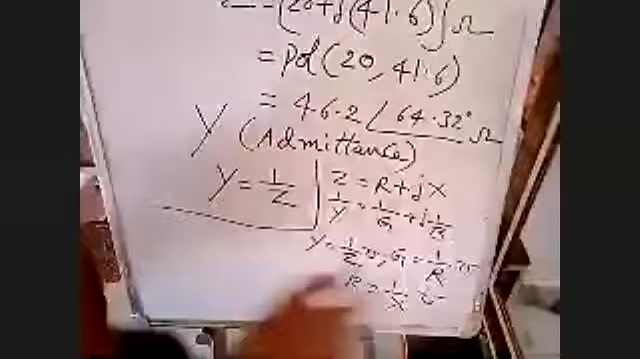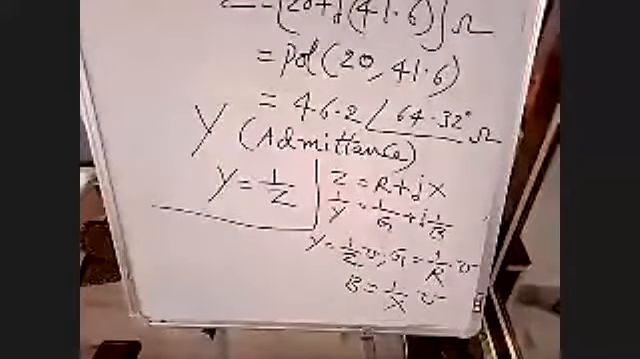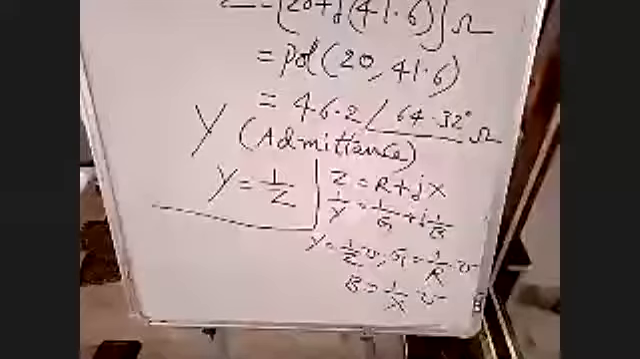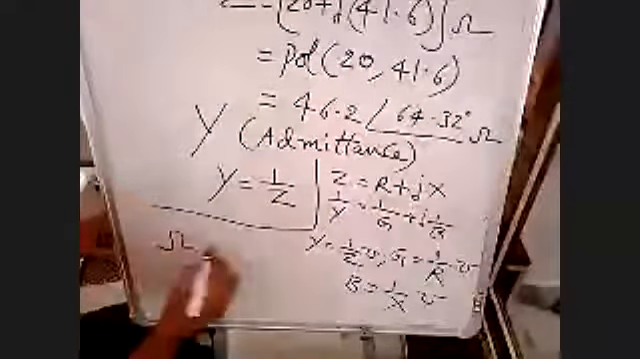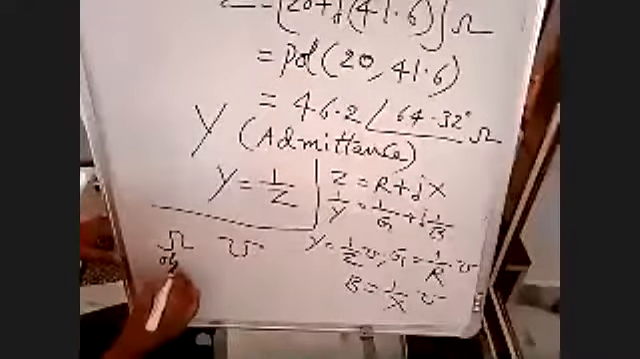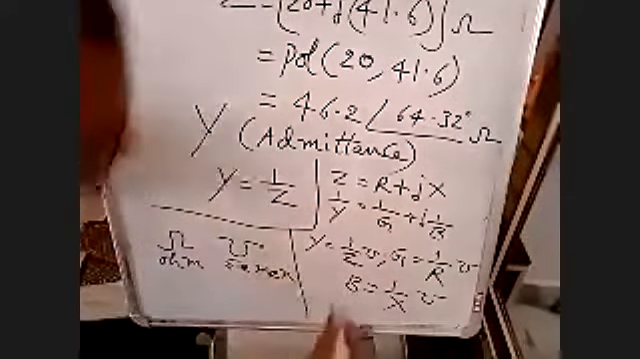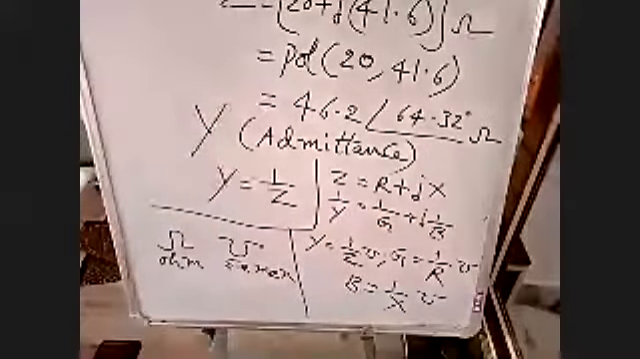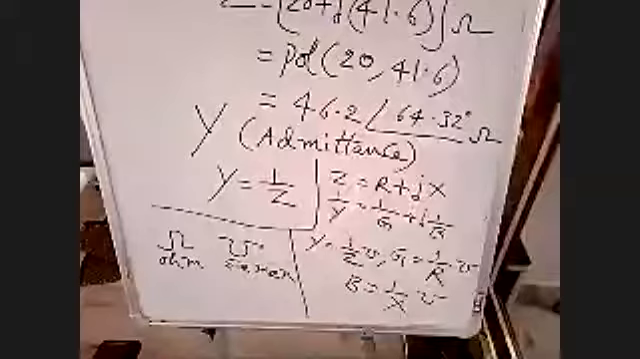Write down these formulas. What is the unit of Y? Siemens, the inverse of ohm. Inverse of ohm is Siemens. Inverse of impedance, inverse of ohms is Siemens. See, impedance is ohm, admittance is Siemens. Y is equal to 1 by Z.